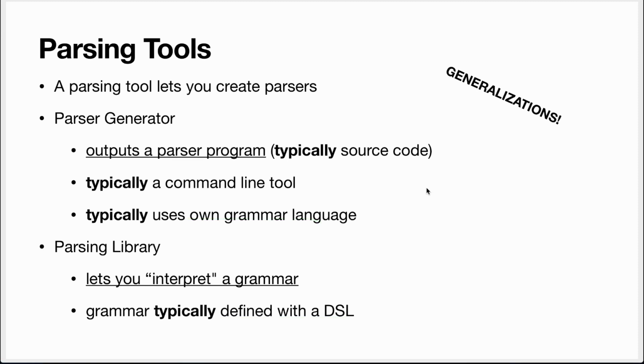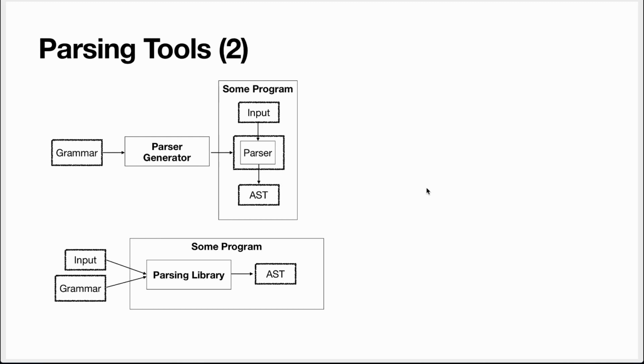Okay, so to further explain or give an example of how these different kinds of tools work. Here we have a parser generator. It takes a grammar as an input. So the way this diagram works is that everything that's a solid box is a program. So you see here the parser generator is a program that receives a grammar, and it outputs a parser, which is, again, a program, or at least source code.